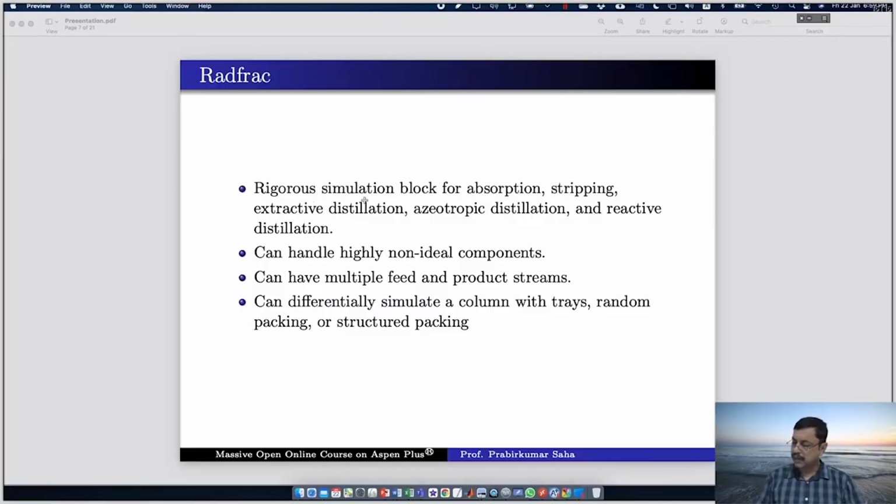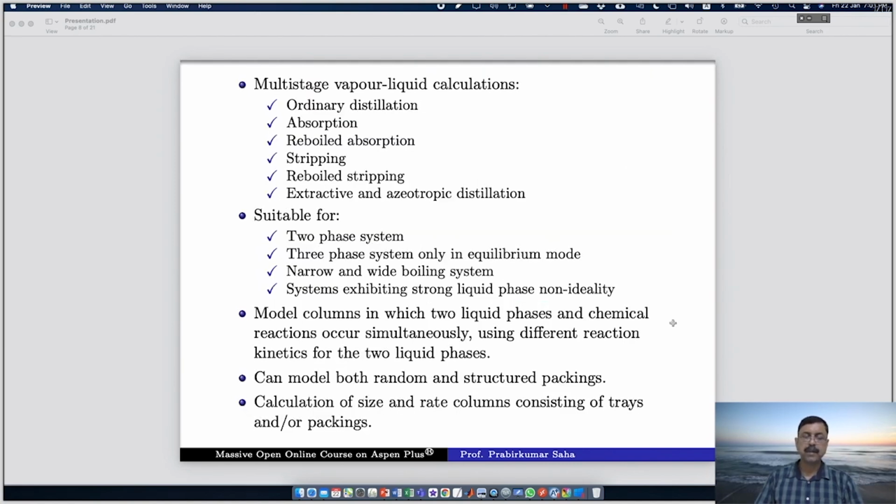Now we can summarize the features of RADFRAC block. It is a rigorous simulation block for absorption, stripping, extractive distillation, azeotropic distillation, and reactive distillation. It can handle highly non-ideal components. It can have multiple feed and product streams. It can simulate a column with trays, random packing, structured packing. In the multi-stage vapor liquid calculations, it can do reboiled absorption and reboiled stripping as well, in addition to ordinary distillation, absorption, stripping.